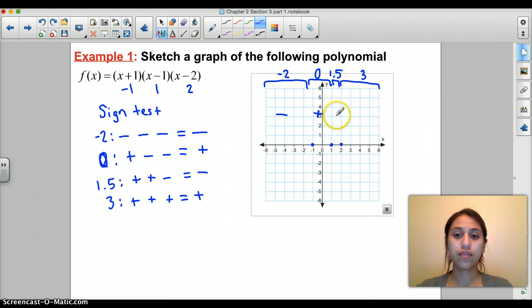1.5 would be negative. And 3, we have a positive. So now to draw our line for our graph, over here, this is a minus, so we'll have that decreasing. Now between here and here, we have a plus. So this is going to be looped up. Between these 2 points, we have a minus, so that's going to loop down. And for the rest of this section, it's a plus, so we're going to have that increasing.